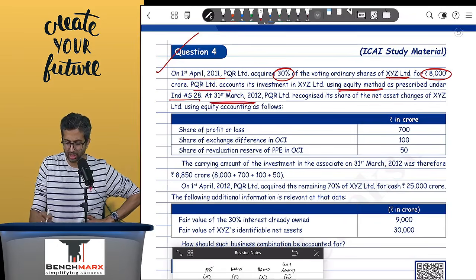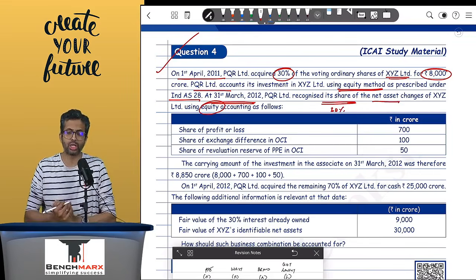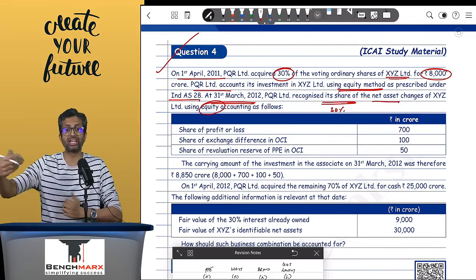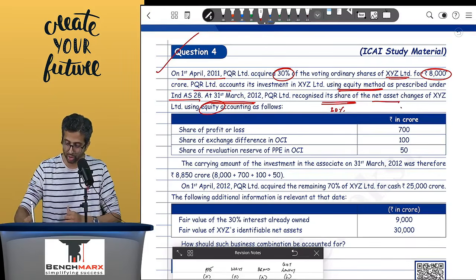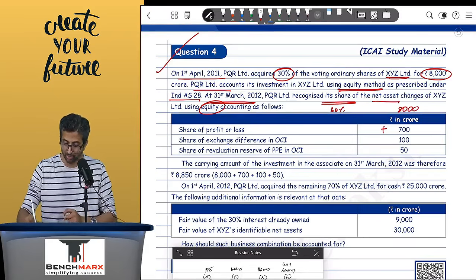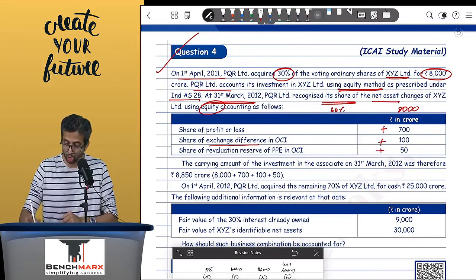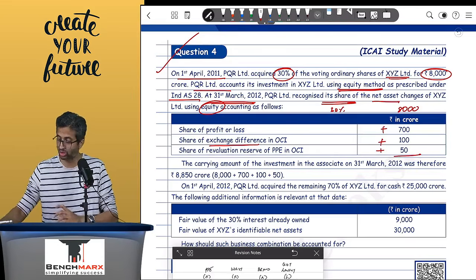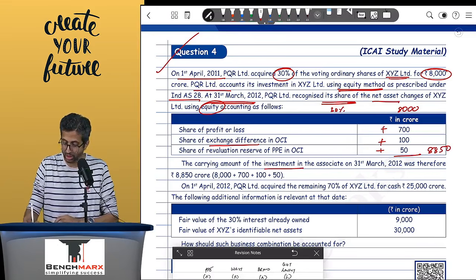As of 31st March 12, that is 1 year later, PQR recognized its share, the 30% share of net asset changes of XYZ using the equity method. Is that correct? Well, yes. So under the equity method, you will start with investment account debit to bank 8,000, and then you will recognize in your investment account debit to, let us say, consolidated PNL. So to this 8,000, you will add investment account debit to consolidated PNL, your share of profit, to consolidated exchange differences, maybe FCTR, to consolidated FCTR, to consolidated revaluation reserve, and these are all changes in equity, and if you total all of this, probably this will come to 8850. So the carrying amount of the investment in associate was therefore 8850.